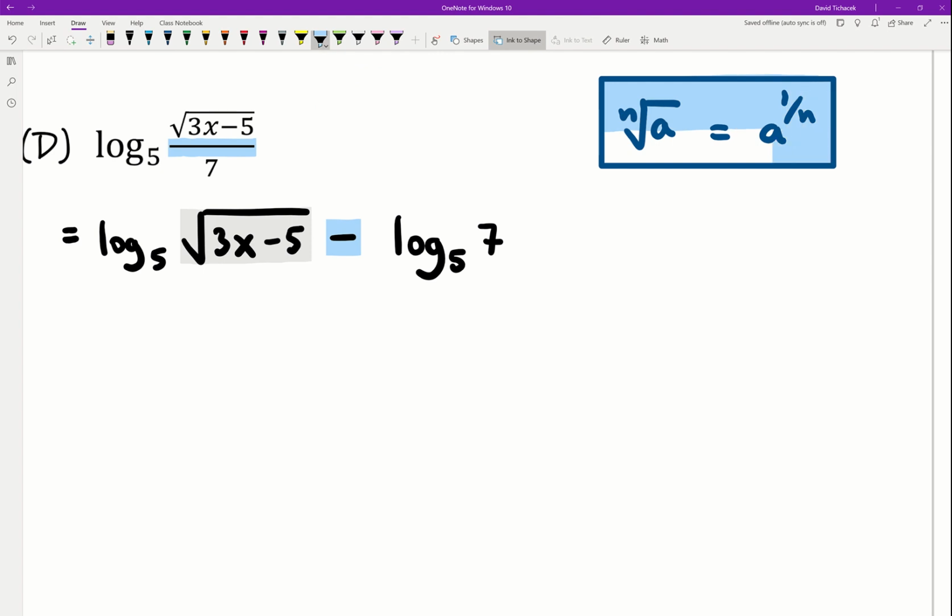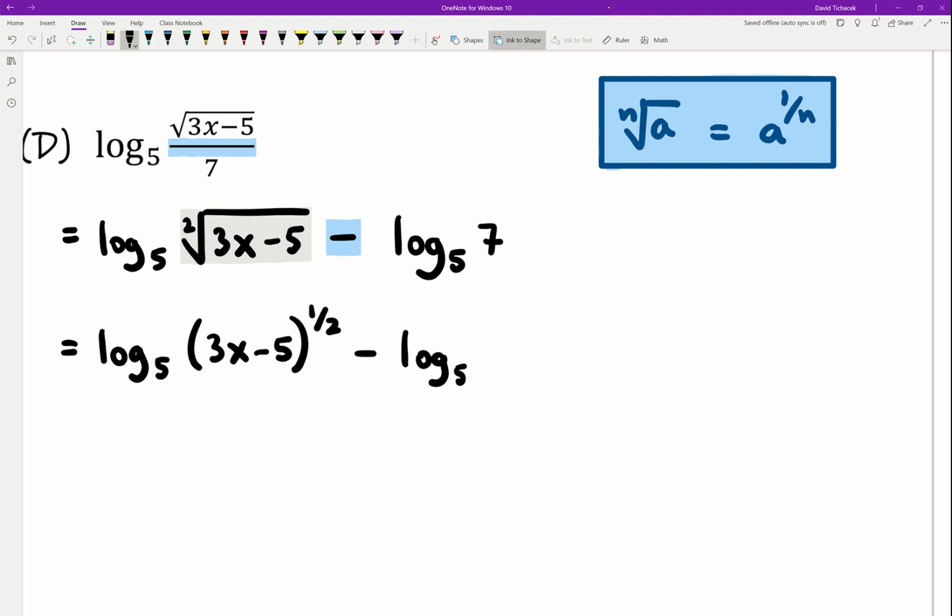So this might have to be a rule that you write down in your notes somewhere and keep track of, because if you ever have a log of a radical, this is exactly the way that we're going to handle that. We're going to take that square root. The index of that square root, of course, is a 2, and so that's playing the role of n up there in the rule. And so we're just going to go ahead and rewrite that first log as the log base 5 of 3x minus 5 to the power of 1/2. Okay, and then we're simply going to say minus the log base 5 of 7 that we had there.